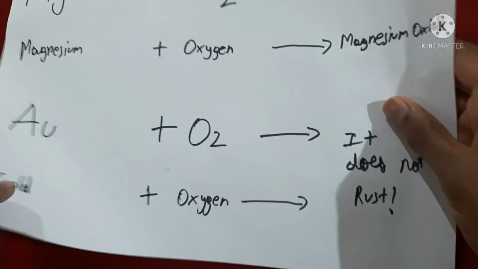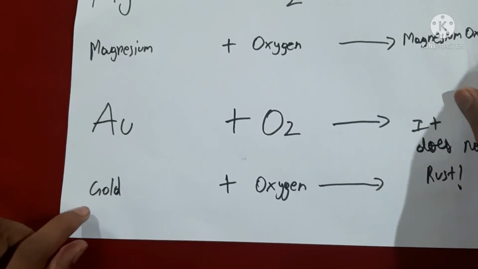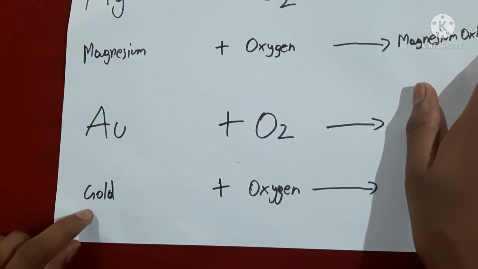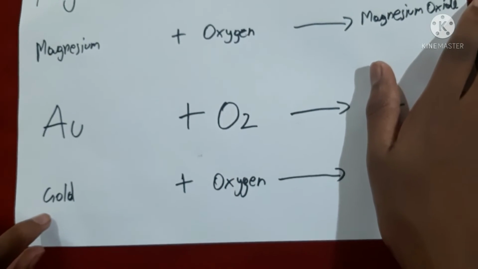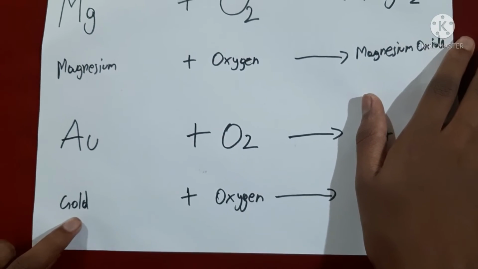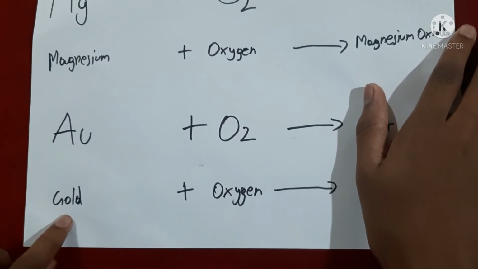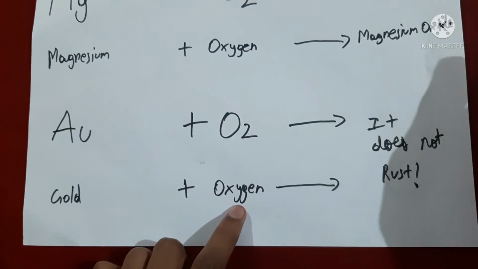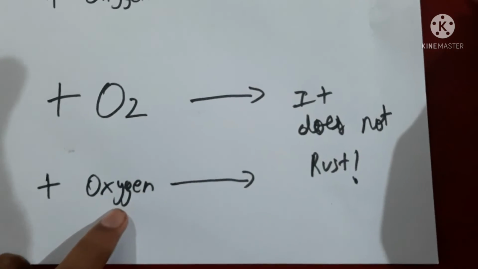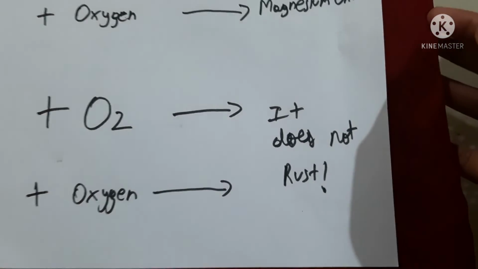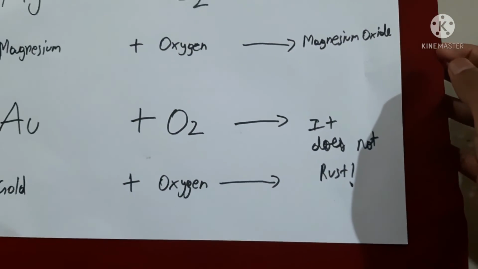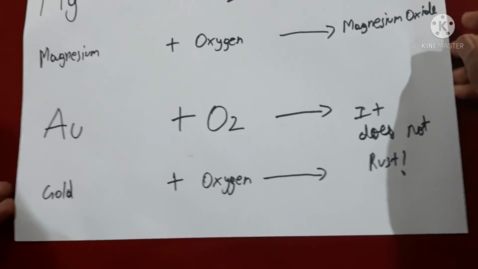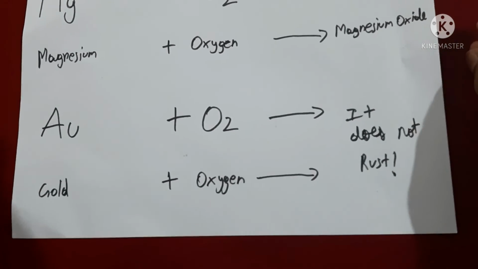Now, there's an interesting thing. You know gold, right? It's a very popular metal which is made for jewelry and stuff. It's known for being the purest metal of all. In fact, if it reacts with oxygen, can you guess what happens? Yes, that's right. It just does not rust. Whereas all of these other metals that I said rust, gold simply does not rust. It's that pure.